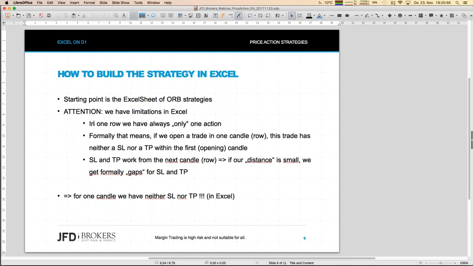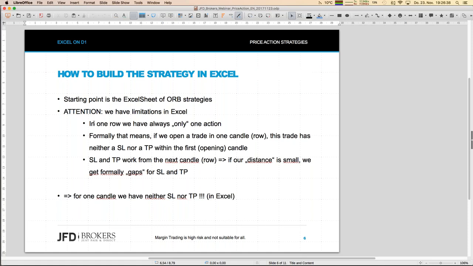So the solution for that is simply to go down the time frame, because then you can distinguish which event happens first. But here we cannot distinguish between those. Formally, that means that when I present that Excel sheet later, within the first candle, which is always the trigger candle of our order, formally we have no stop loss and no take profit. We simply wait for the second candle and then decide how it goes on. As always, we have that worst case principle.